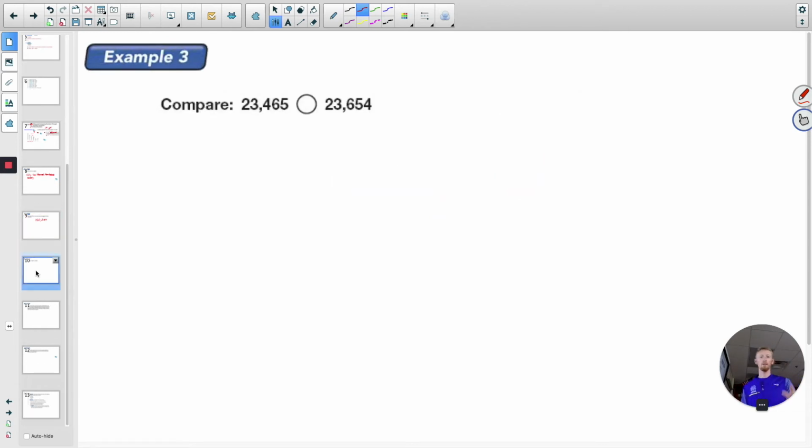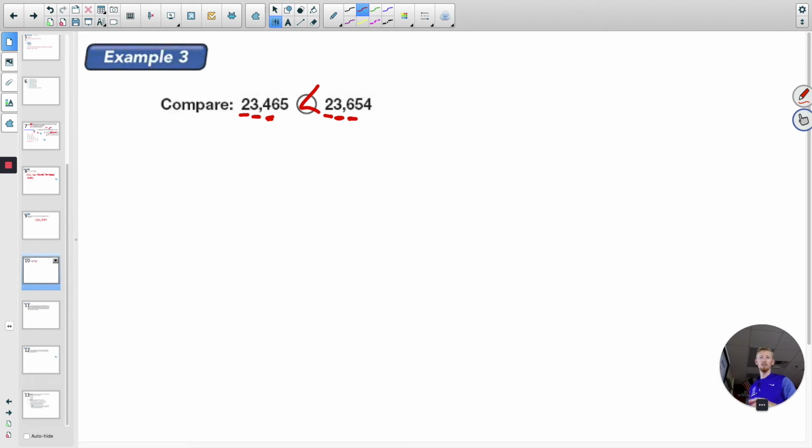All right, which one of these is bigger? I have 23,465, or I have 23,654. The easy way when you're comparing numbers that have multiple digits is start on the left and then keep working your way to the right. And as soon as you find a number that is bigger, that's how you know the entire number is bigger. So 2 is the same as 2, so you go on to the next number. 3 is the same as 3. Go on to the next number. 4, 6. So 6 is bigger than 4, so I know this one is larger.